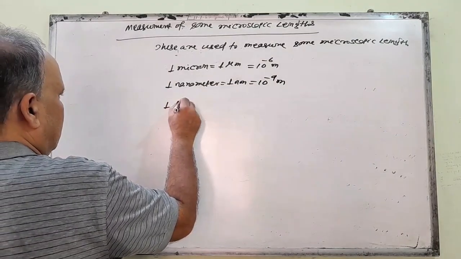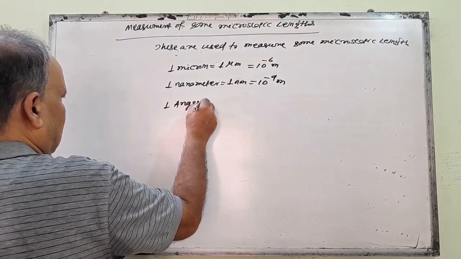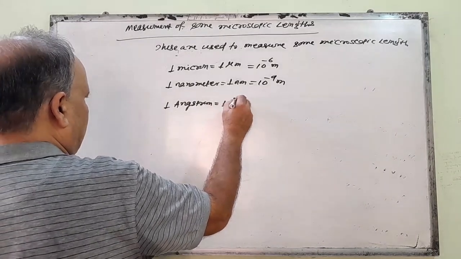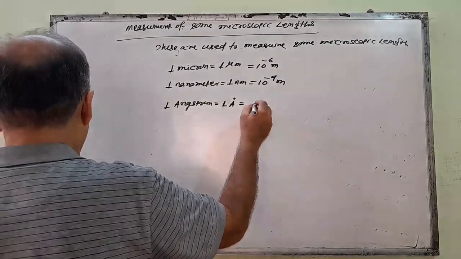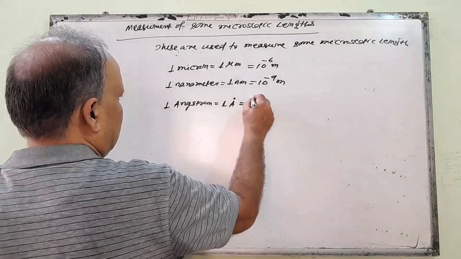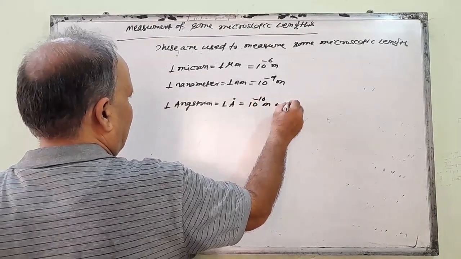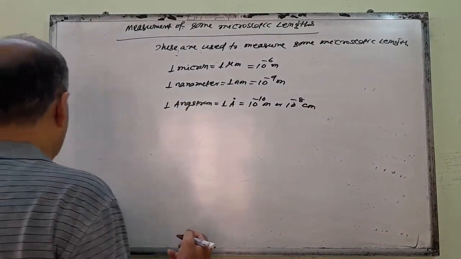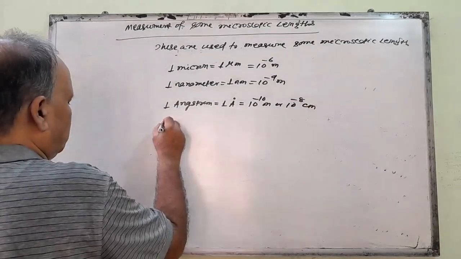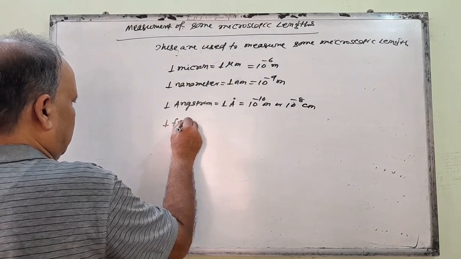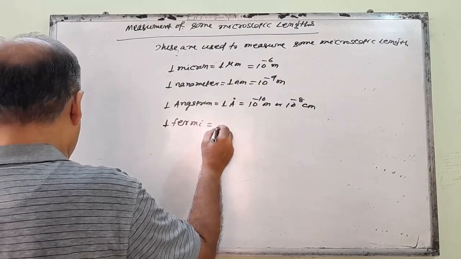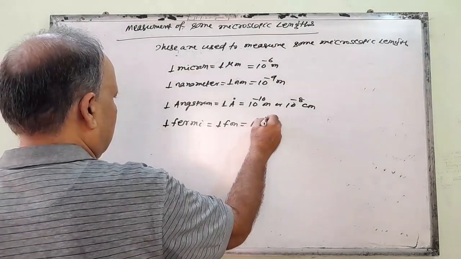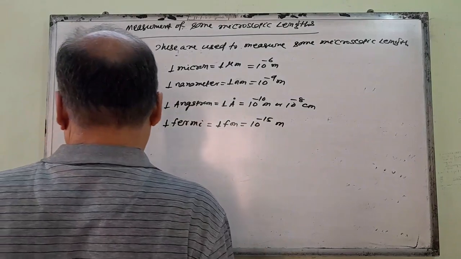1 angstrom is equal to 10 to the power minus 10 meter or 10 to the power minus 8 centimeter. These are used for measuring wavelength. Again, 1 Fermi, that is 1 fm, is equal to 10 to the power minus 15 meter.